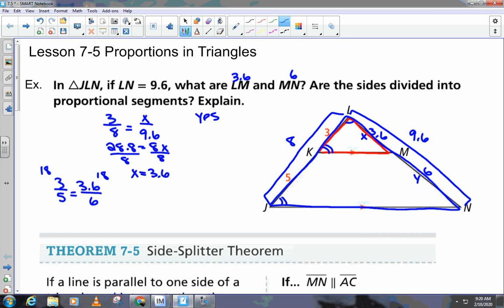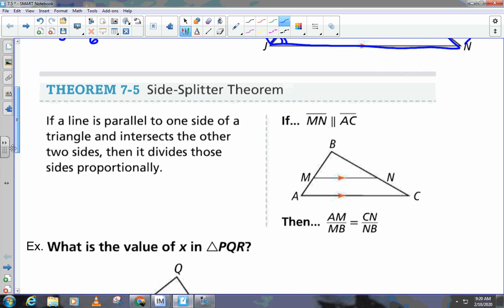Okay? Well, this leads us into a theorem, and it's called the side splitter theorem. Now, notice that KM and JN are parallel, right? The sides are going to be proportional when that happens. And that's what this theorem says. It says, if a line is parallel to one side of a triangle and intersects the other two sides, then it divides those sides proportionally. So just like in the problem above, MN is parallel to AC. And so this theorem says that it divides the sides into segments of proportional length.